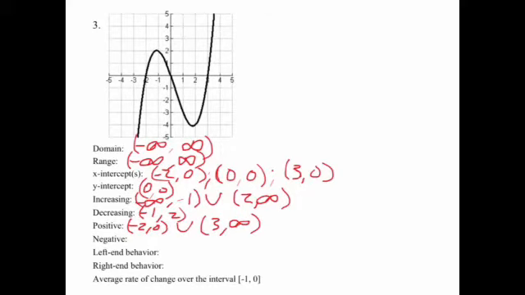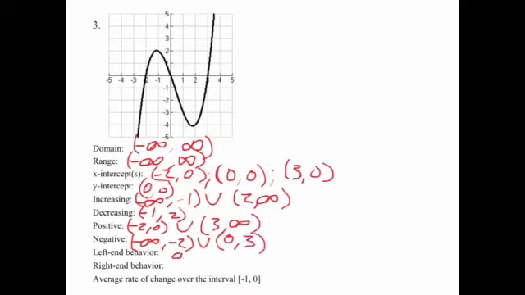It's negative, as in below my x-axis, over here on the left side, and in this middle section. And those intervals are just going to be from negative infinity until you reach -2, and also from 0 to 3.